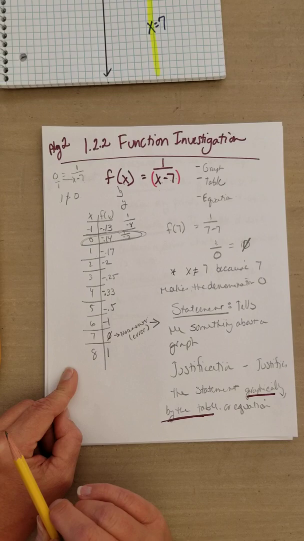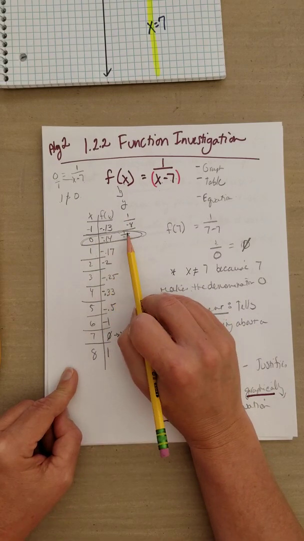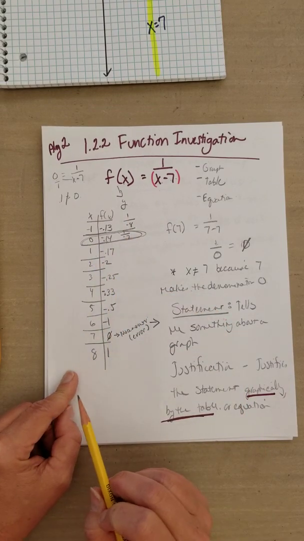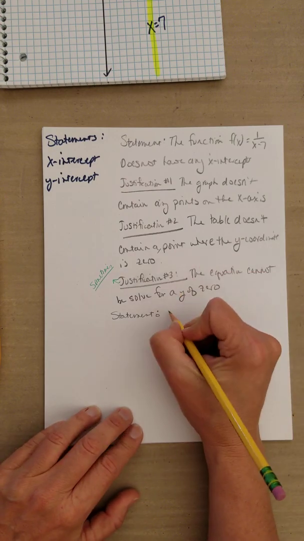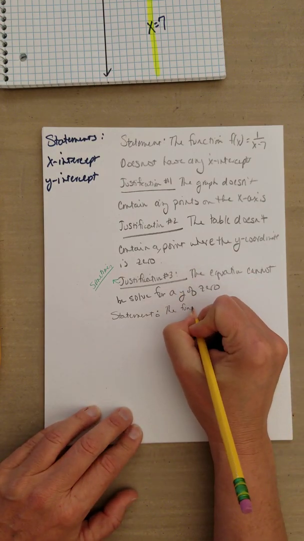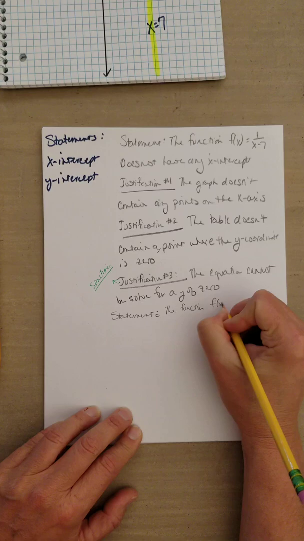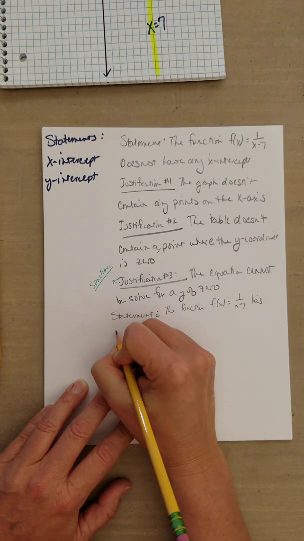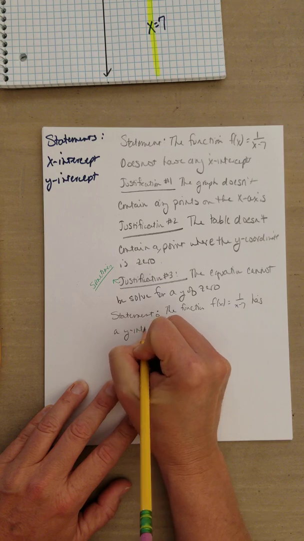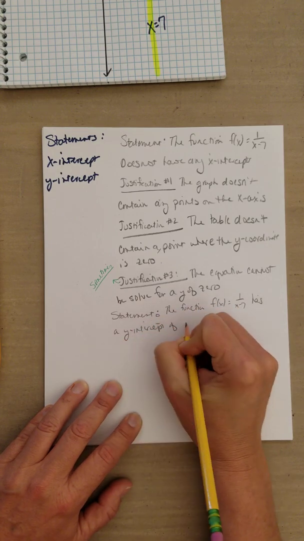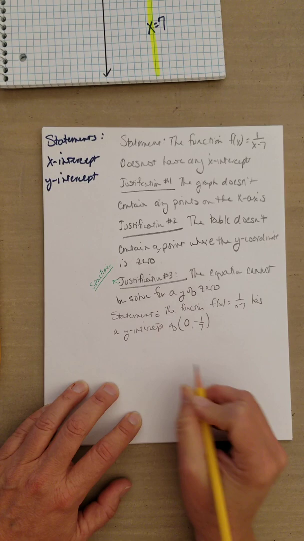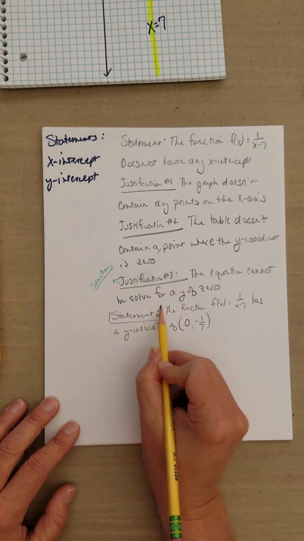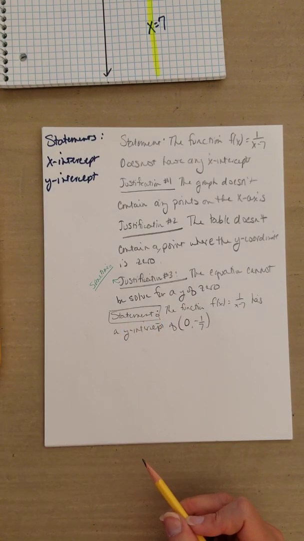Right there. So I'm going to say my y-intercept is at the point (0, -1/7). So that's my statement. The function f(x) = 1/(x - 7) has a y-intercept of (0, -1/7). And then you could go through some justifications on that. I want you guys to figure out your justifications that you're going to make, okay? Because I don't want to be here forever, because this is already long enough.